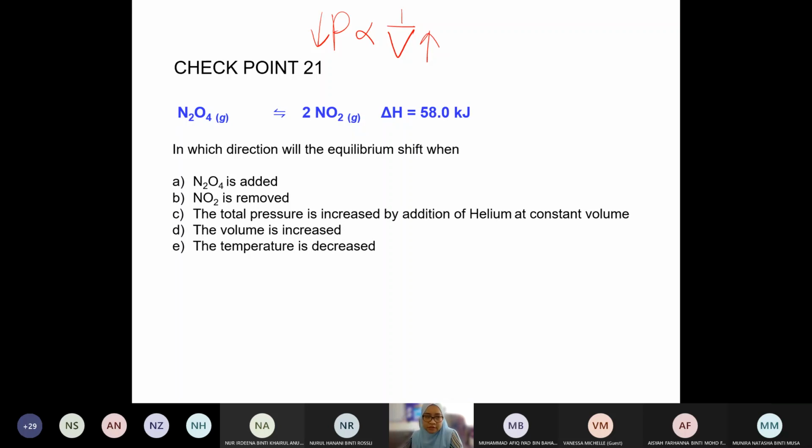So how can the system act in such a way that the pressure will be increased? It needs to shift to the side that, tadi pressure rendah kan, it needs to shift to the side that has more molecules. In this case, which side, guys?